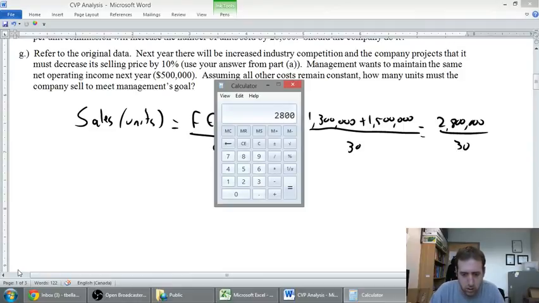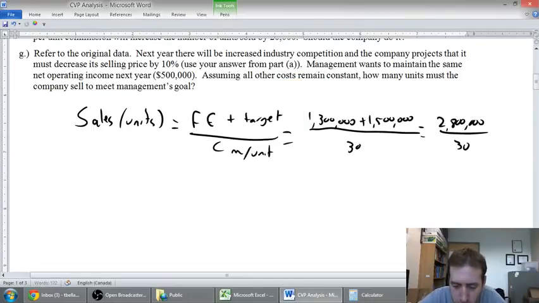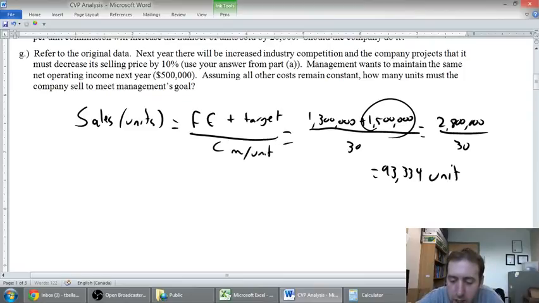2.8 million divided by 30 is 93,334. So if I want to make 1.5 million, that's my target profit, I need to sell 93,334 units. If I sell less than that, I will fall short of my target profit. If I sell more than that, I will go over my target profit. But if I want to make $1.5 million, I got to sell 93,000 units.